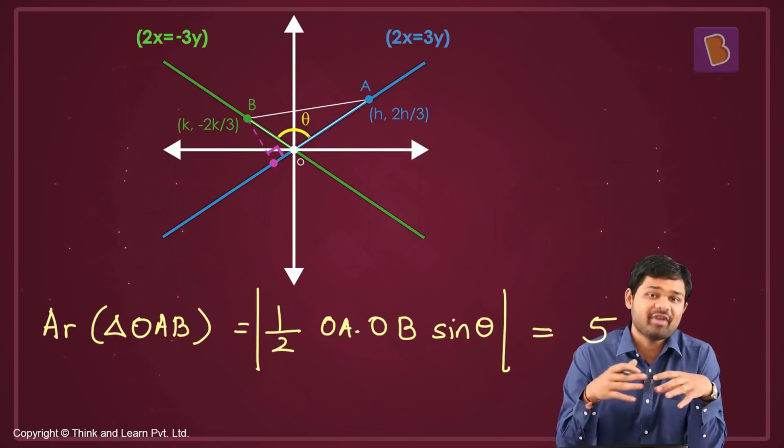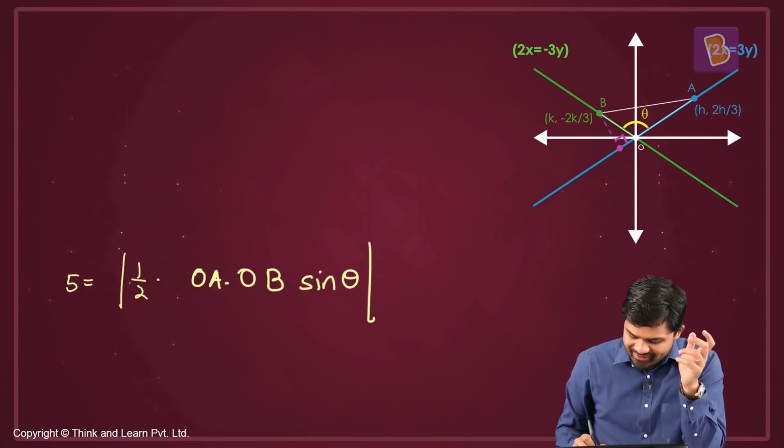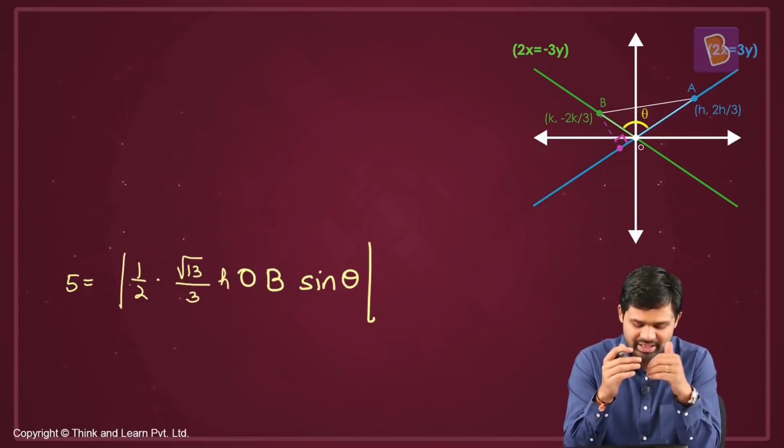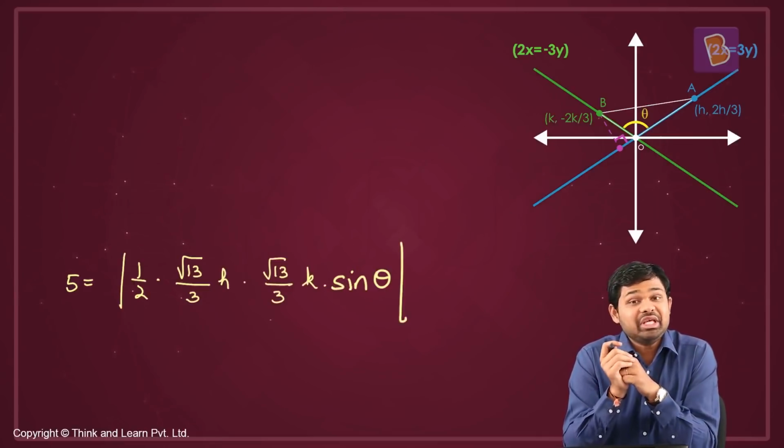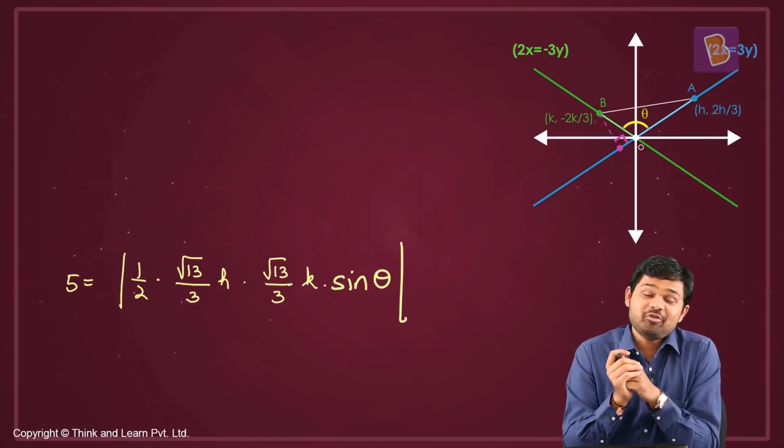Using the distance formula, we can find out OA, and OA will turn out to be nothing but root 13 by 3 h. Similarly, OB will turn out to be root 13 by 3 k. Now we need to find out the value of sine theta.